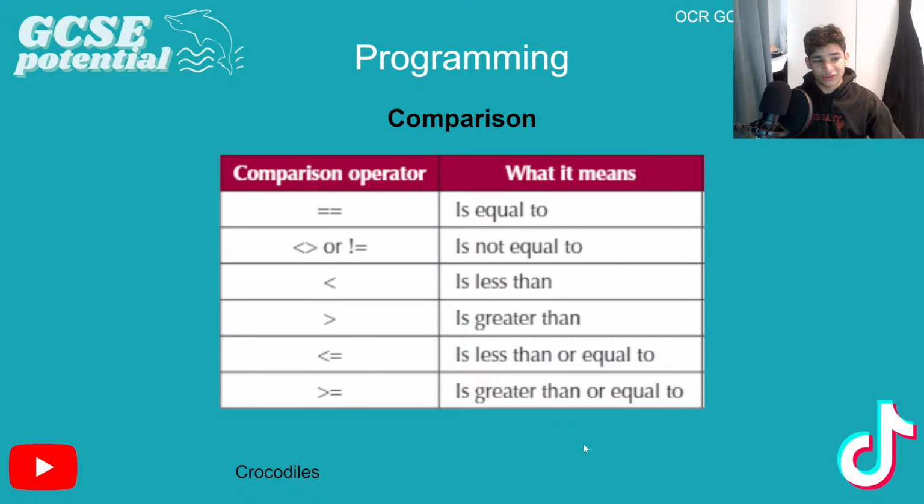Comparison, crocodiles. I've put crocodiles there because you can have crocodiles bigger and smaller than, etc. So you can have equals to, not equals to. I like this. I really like this. Exclamation and then the equals. I don't know why, but I'm a big fan of that. But yeah, you can have the crocodiles saying which one they're going to eat. Cool.